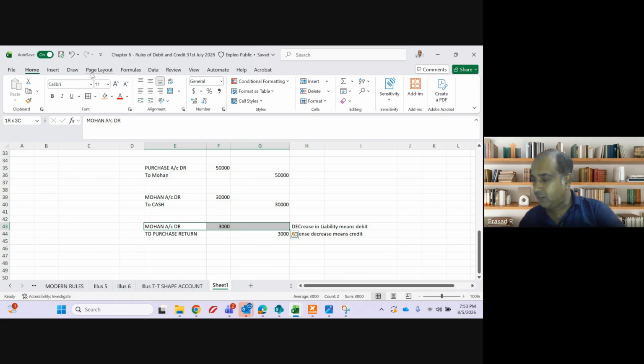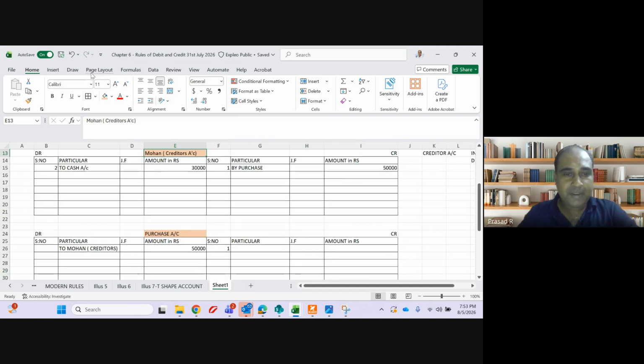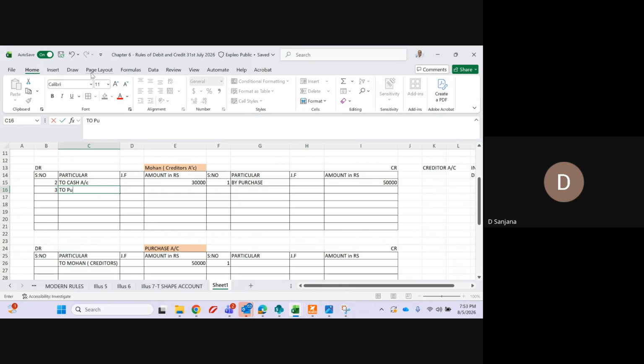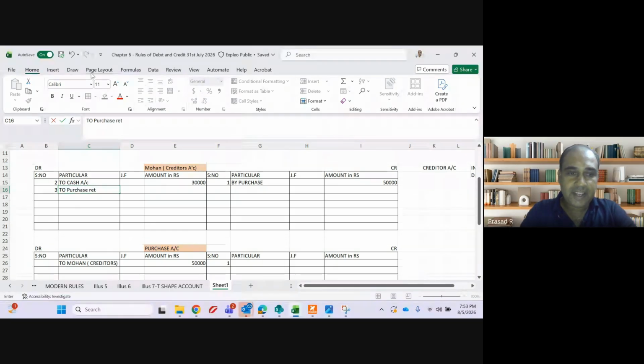Mohan is debited. So in Mohan's account, it should come on the debit side or the credit side? Debit side, because of the purchase return. Fantastic. You are creating a ledger now for the purchase return of 3,000, guys.